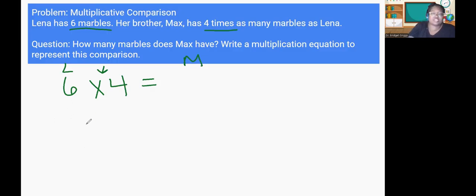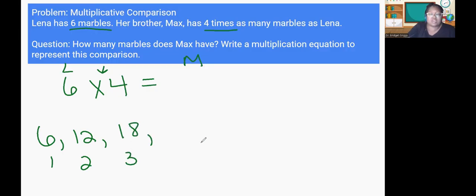Let's try the repeat addition route. Let's do 6 4 times. So we have 6, and then 6 plus 6 is 12. That's 6 times 2. And then 12 plus 6 is 18. So that's 6 times 3. And then 18 plus 6 is 24. 6 times 4. And that's what we're looking for. We're looking for 6 times 4. So that means Max has 24 marbles.